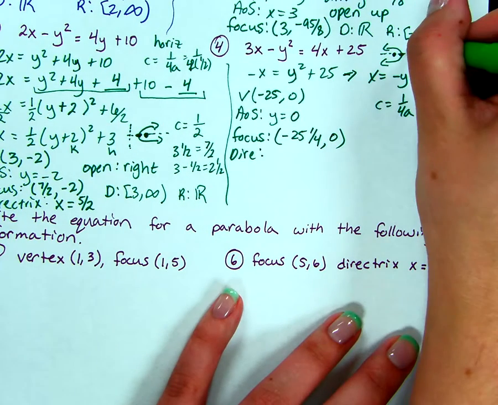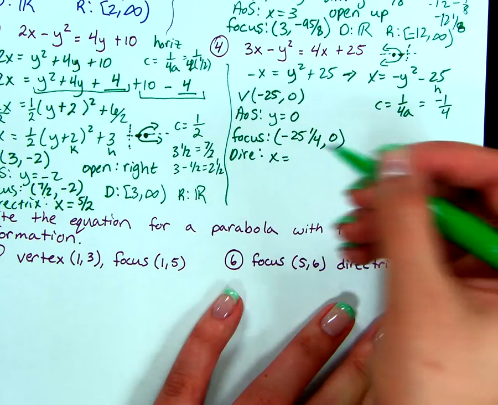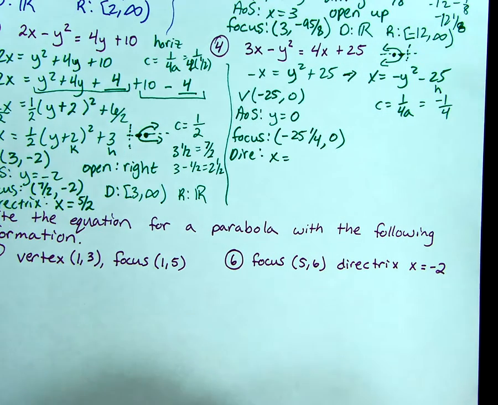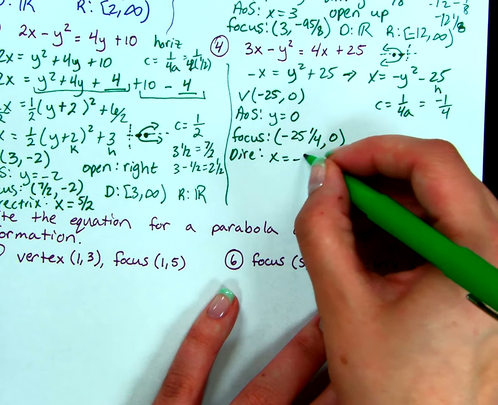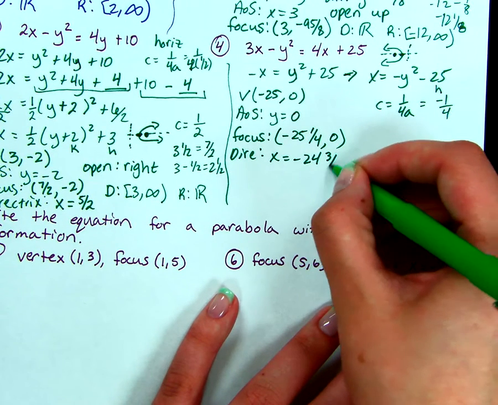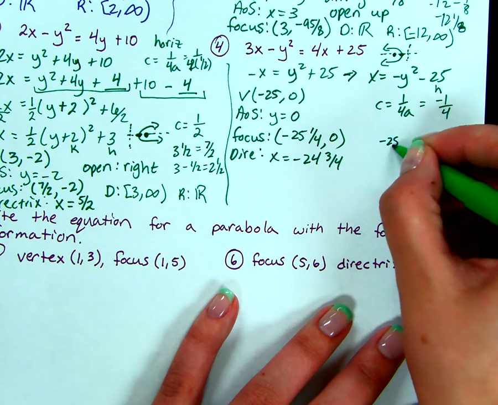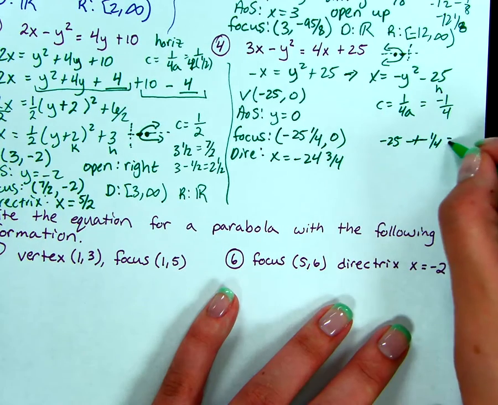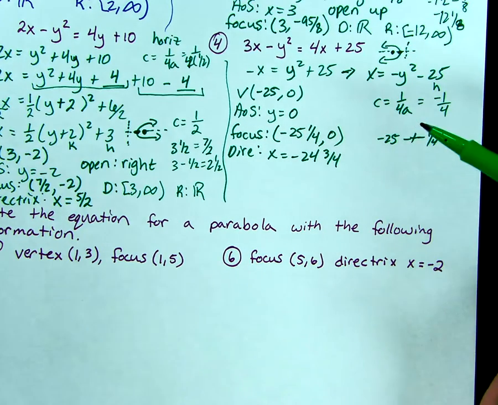And then the directrix is a line on the outside of it. Again, that is going to be vertical, so x equals. And then we need to subtract our c value. Because we're subtracting a negative, we're really going to be adding. So it's going to give us negative 24 3/4 when we do that. Again, I just took negative 25 and we subtracted a negative 1/4, so that means that we added it. So we got that negative 24 3/4. And we're just going to leave that as a mixed number for this problem.